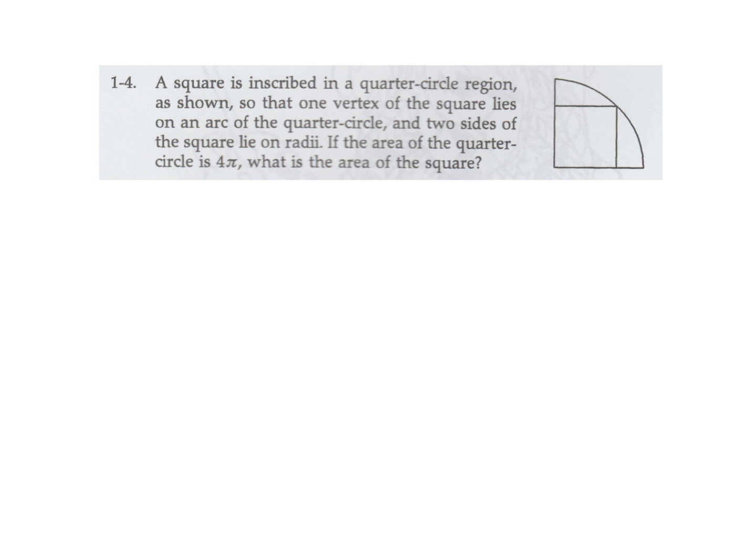A square is inscribed in a quarter circle region as shown so that one vertex of the square lies on an arc of the quarter circle and two sides of the square lie on the radii. If the area of the quarter circle is 4 pi, what is the area of the square? Let's draw this diagram here and let's see.